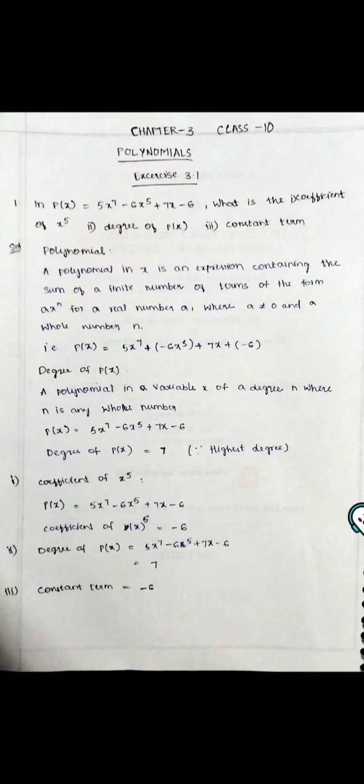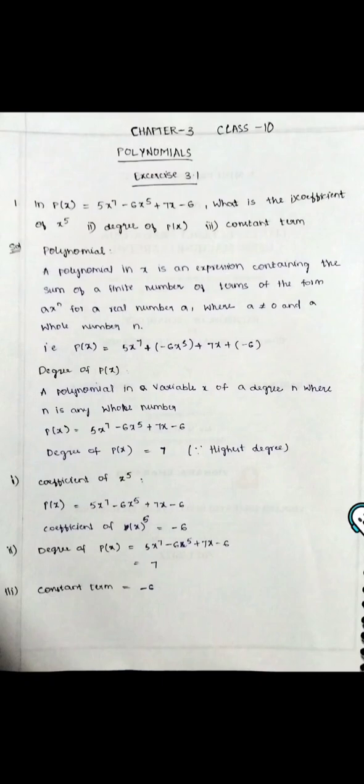That means we can count how many terms there are: 1, 2, 3, 4. There are 4 terms, of the form ax power n. That means 5x power 7: a stands for the constant number before, and the power 7 we can say is n. And a is not equal to 0. What happens if a is equal to 0? That term will become 0, because 0 times x power 7 itself will become 0. So this is the definition of a polynomial.